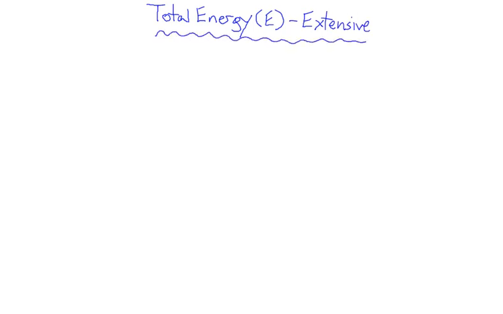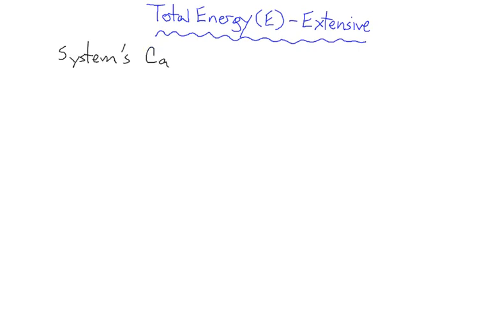In this lesson, we'll be discussing the total energy. Total energy we denote with the letter E. It is an extensive property, meaning that it is dependent on the mass of the system. When we're talking about total energy, we're talking about the system's capability to do work. So how much energy it has in there, how much work can be done by that system.